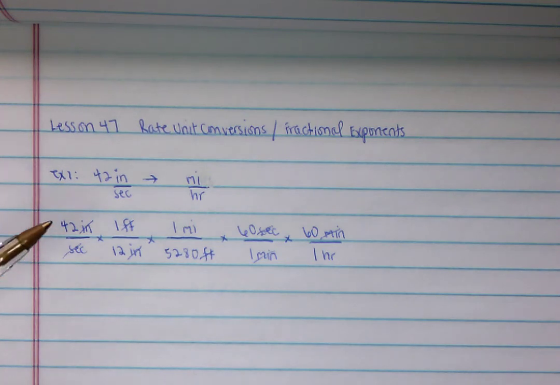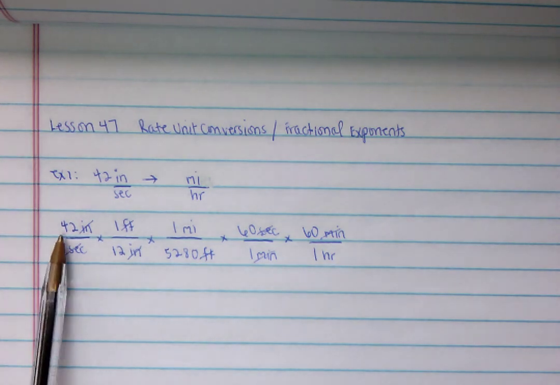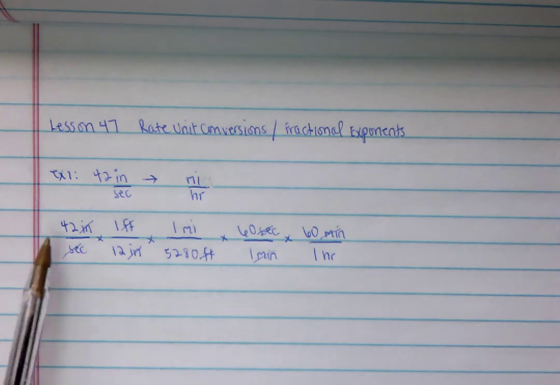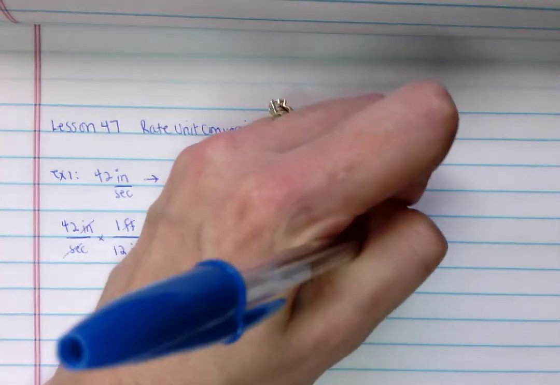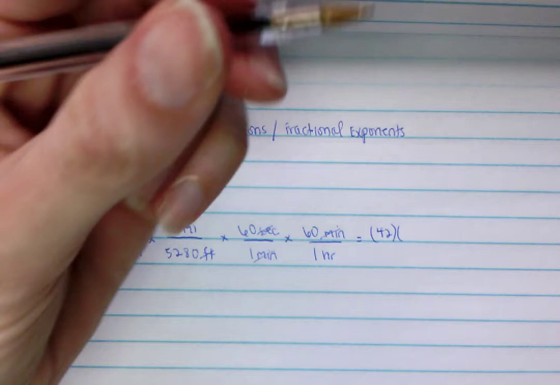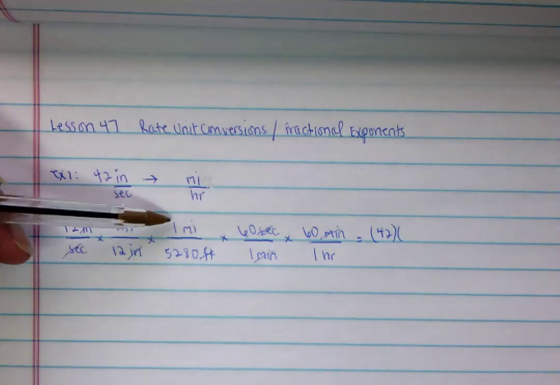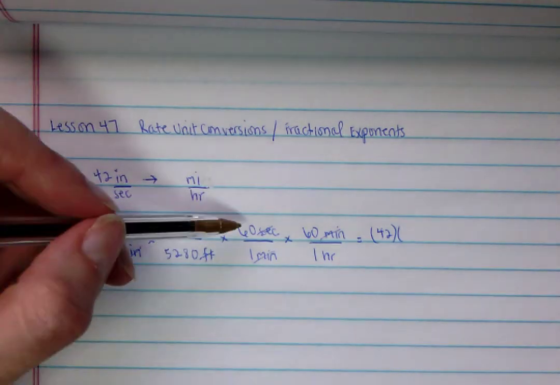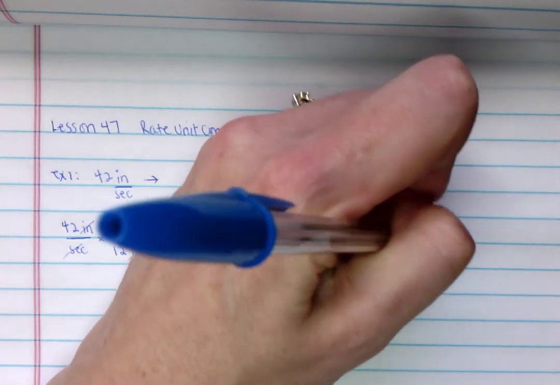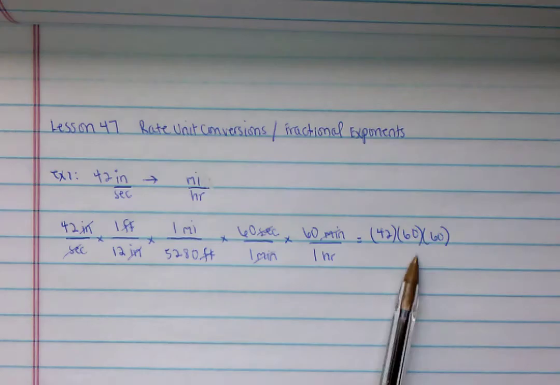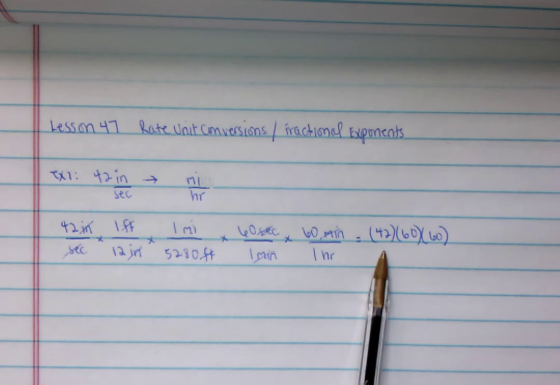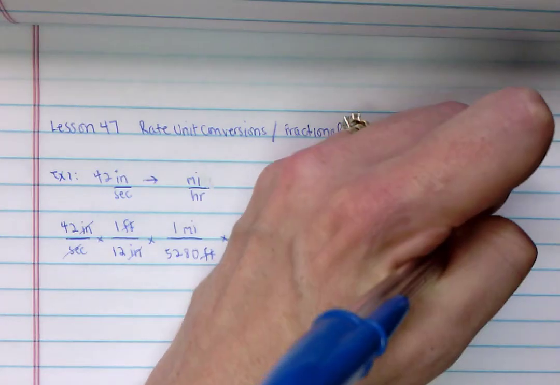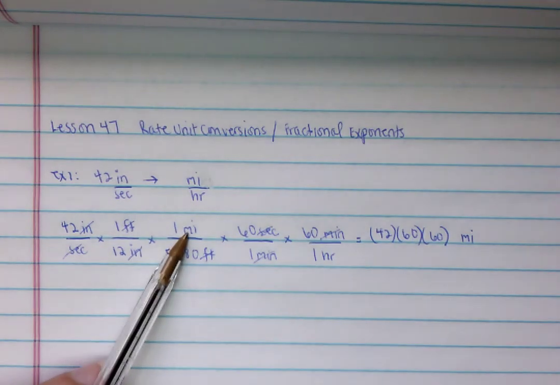The only thing left is to figure out the answer. When you figure out the answer, you multiply all the numbers on the top by each other. So this is going to be 42 times 1 times 1, we don't need to write the 1 though, times 60 times 60. Those are the three numbers that are going to be on the top. And again, we have miles on the top now, that's the only unit left on the top that's not crossed out.